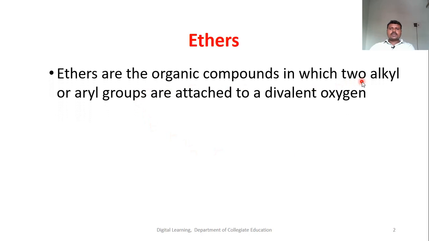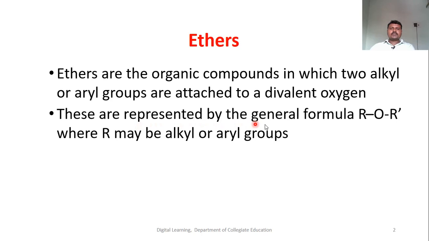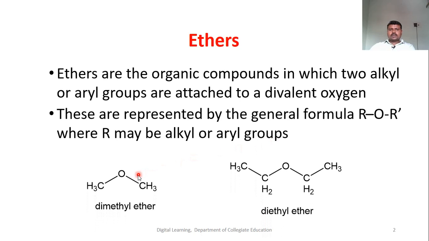Ethers are organic compounds in which two alkyl or aryl groups are attached to a divalent oxygen atom. These are represented by the general formula ROR', where R may be alkyl or aryl groups. These are the examples of ethers. In this case, the oxygen atom is attached to a methyl group on one side and another methyl group on the other side. In this example, the oxygen atom is attached to an ethyl group on one side, and the other side also has an ethyl group.